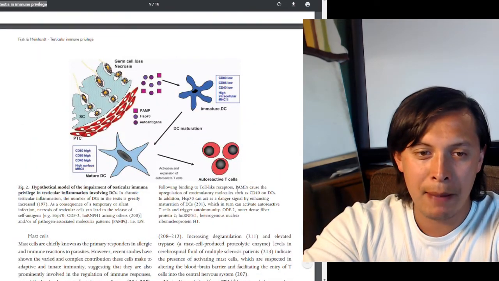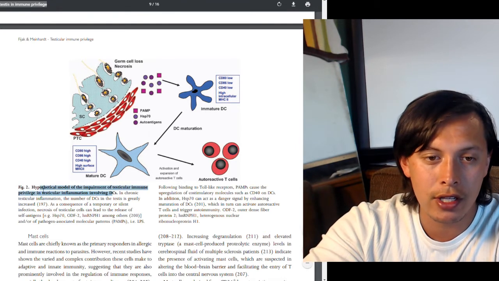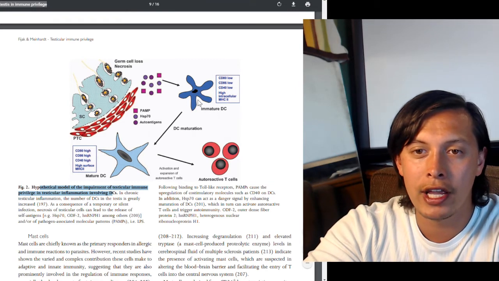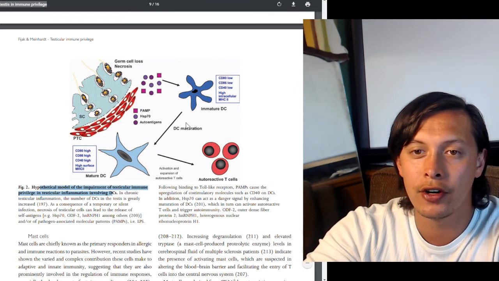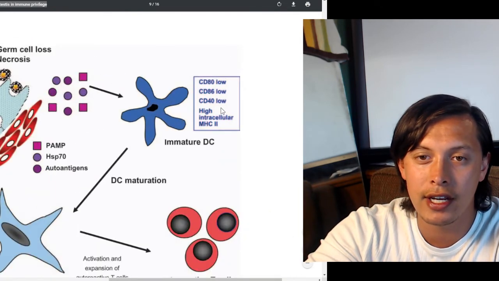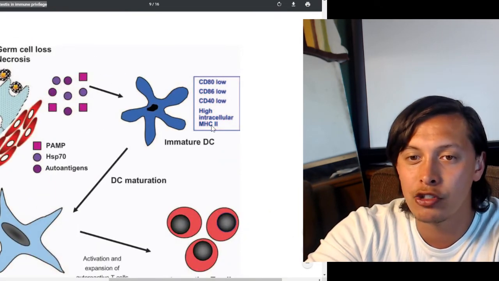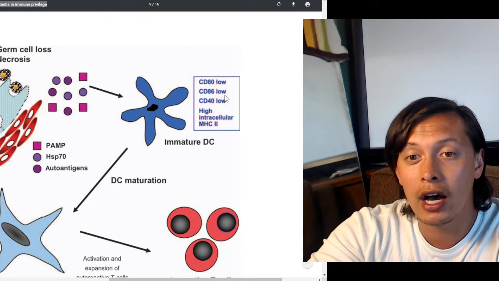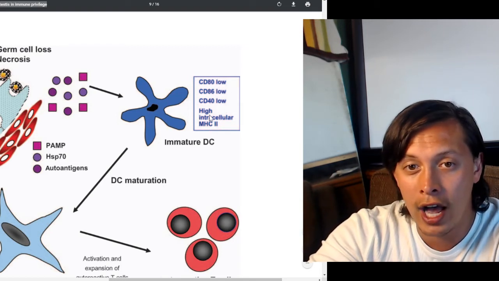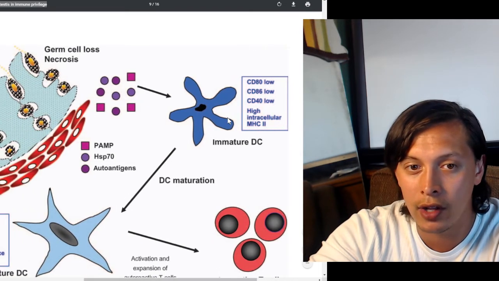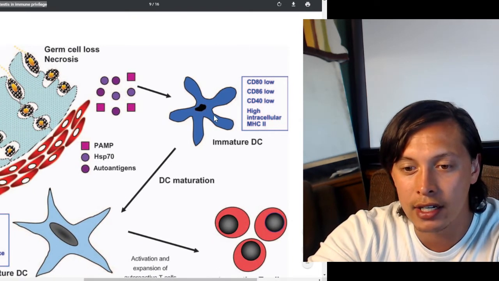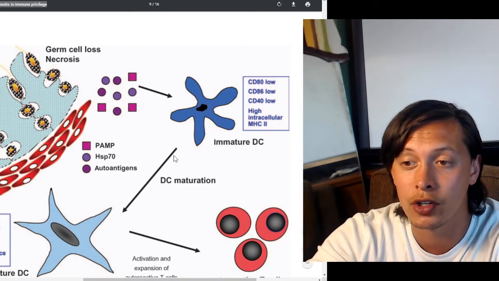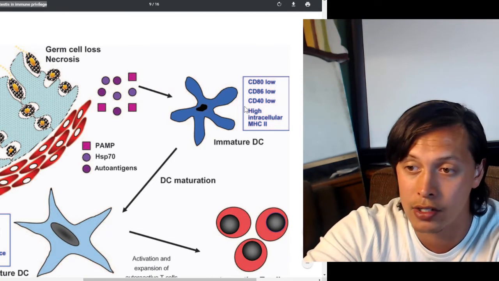So here they have an image of the hypothetical model of the impairment of testicular immune privilege in testicular inflammation involving dendritic cells. Here we have our immature dendritic cell, and here they're CD80, CD86, CD40, and they're high intracellular major histocompatibility complex 2. These are all low, and these are all high, and so you have an immature dendritic cell. Whatever antigens they're taking and presenting, that is telling the immune system not to attack these antigens. Do not attack them because they're good. Things are going great. Do not attack these antigens.